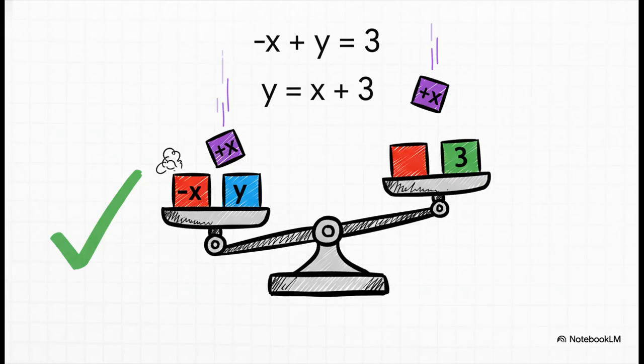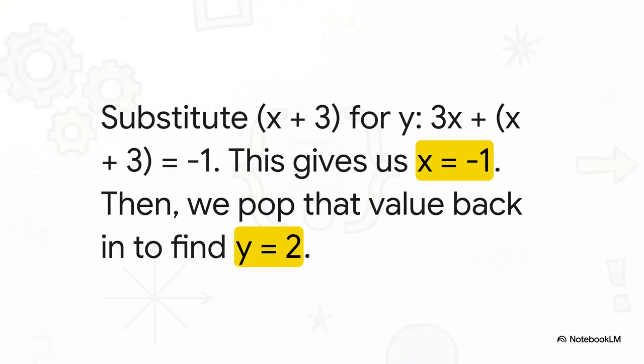Okay, let's take a look at that first equation, negative x plus y equals 3. You know what? Getting y by itself here is going to be super easy. All we have to do is add x to both sides of the equation. And just like that, we get y equals x plus 3. Step 1, done. And now we just follow the recipe.